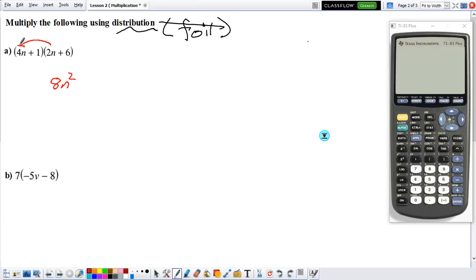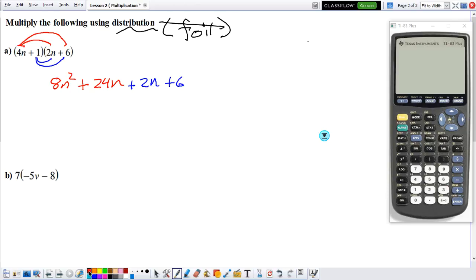Now that we've done distributing the first one, we need to distribute the second. So 4n times 6, 6 times 4 is 24, so that's 24n. Now that you're done distributing that 4n, we need to distribute the other term equally to the other 2 terms. So 1 times 2n gives me 2n, and 1 times 6 gives me 6.